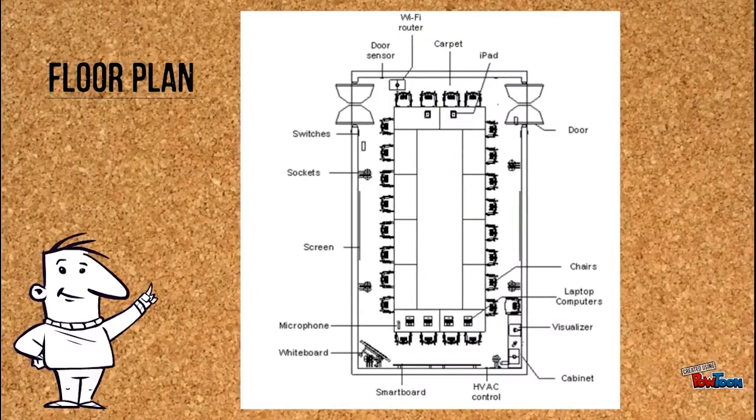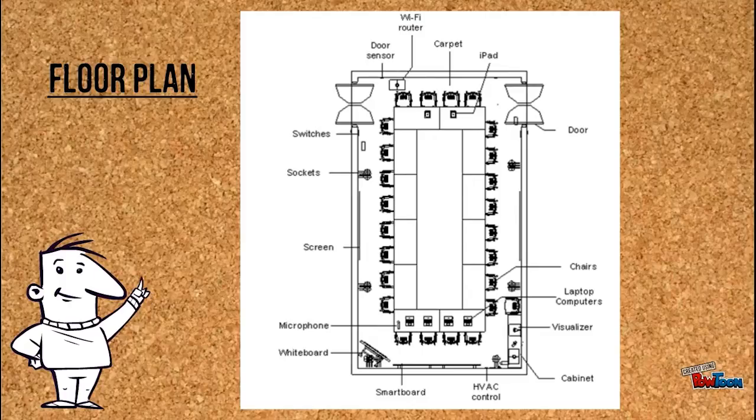As you can see from the floor plan, there will be a large smartboard in the front and 2 screens at the 2 sides of the room. Chairs and tables were placed at the center of the room. Whiteboard and microphones are also provided for better communication during the meetings or discussions. There will also be other items like laptop computers and iPads etc.